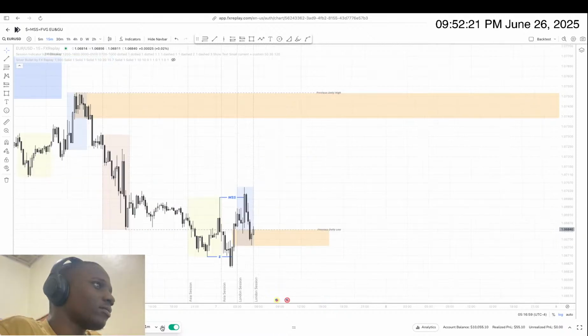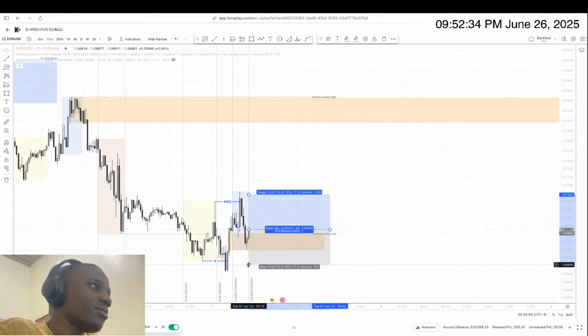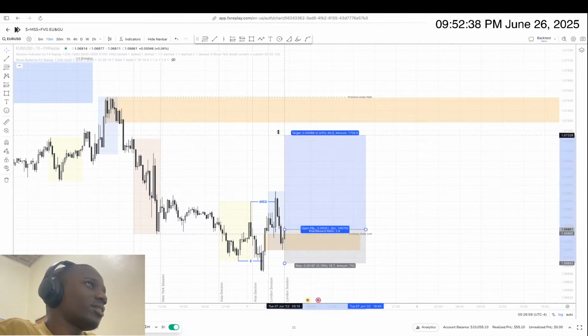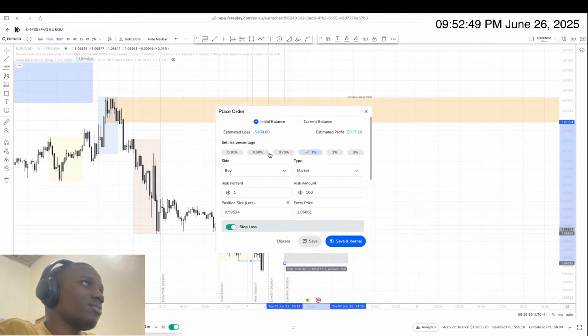Let's see. So the reason I'm still hesitating is because we have this fair value gap resting in here, but we can take this buy. Stop loss will be somewhere there, and I would like to target this order block and take out these highs from yesterday's session, yesterday's trading day. So I think I'll risk like a half here.